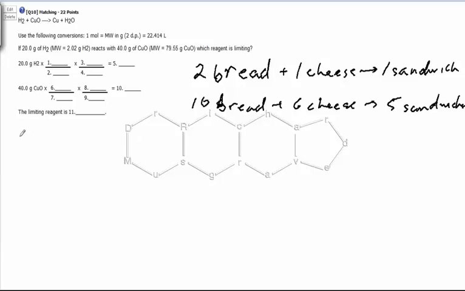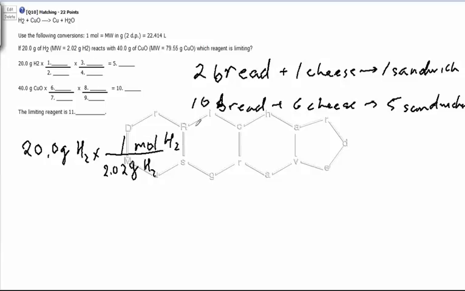Alright, so looking at the problem, I'm starting out with 20.0 grams of H2. The first thing we're going to do is find out the number of moles of H2 we've got. So we know grams of H2 will go on the bottom, and moles of H2 will go on top. The relationship is 1 mole of H2 is equal to 2.02 grams of H2. We get that from up here.